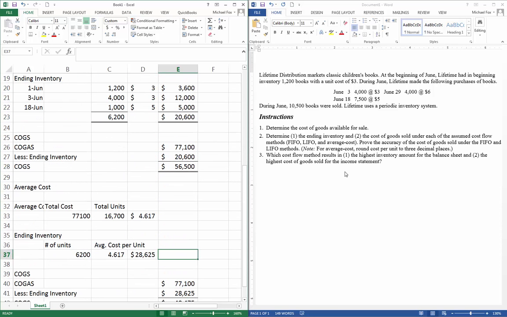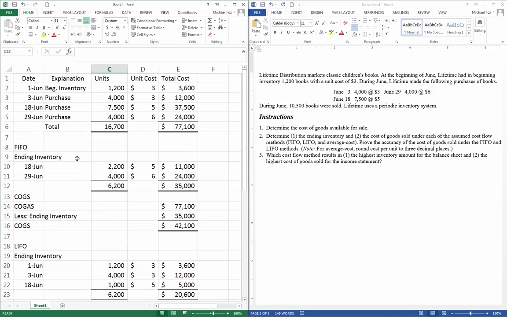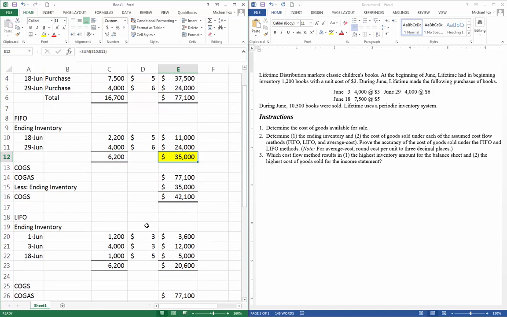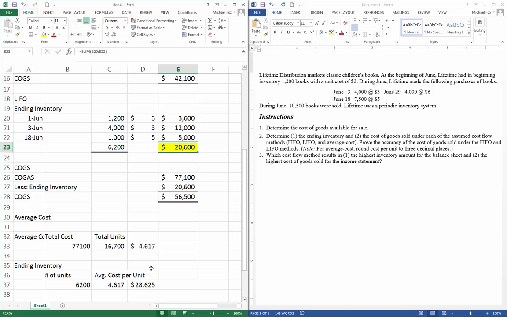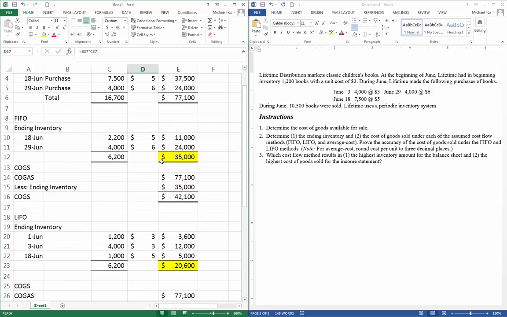And then number 3 is, which cost flow method results in 1, the highest inventory amount for the balance sheet, and 2, the highest cost of goods sold for the income statement. So if we were to just compare the inventory amount on the balance sheet, under first in, first out, our ending inventory amount is $35,000. Under last in, first out, our ending inventory amount is $20,600. And under the average, our ending inventory amount is $28,625. So in this case, it's the first in, first out method.